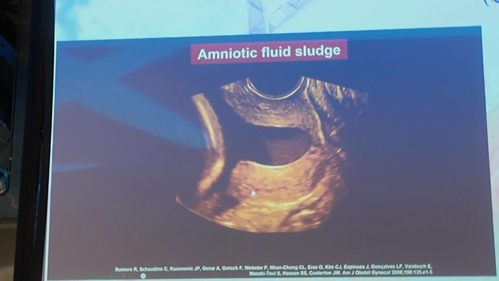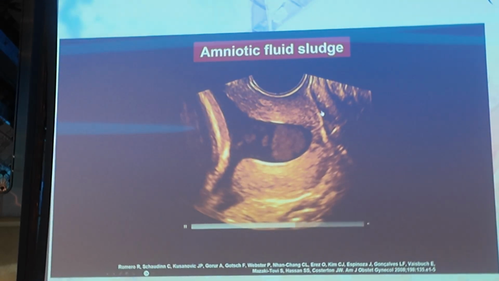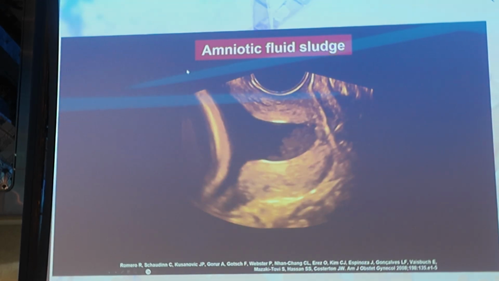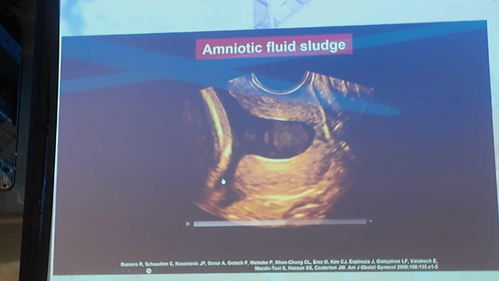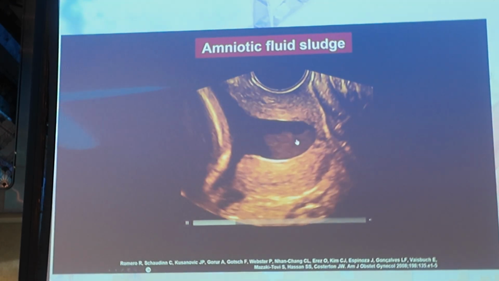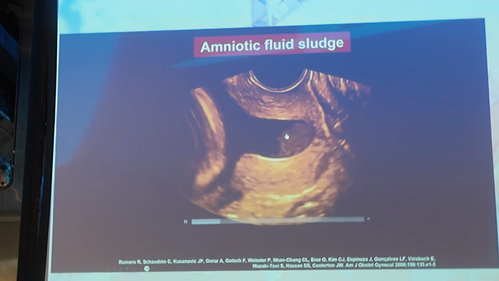So this happened more than 20 years ago. Patients present with premature labor, and they have a very short cervix. This typical patient is contracting. This is, of course, a fetal head, and this is particulate matter. This is what we call amniotic fluid sludge.